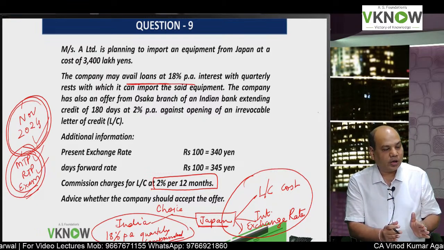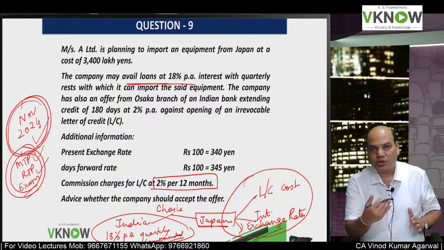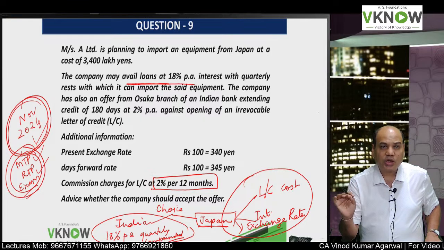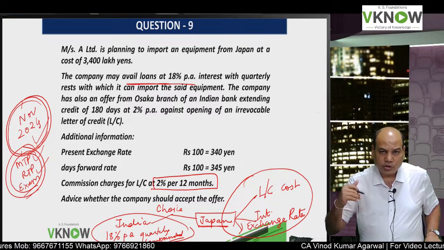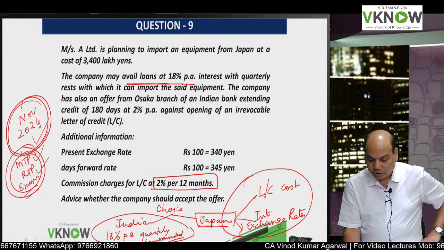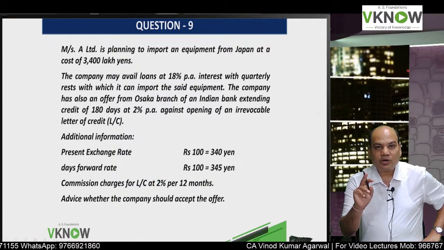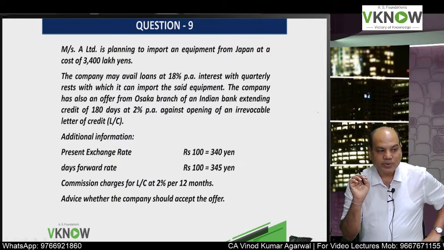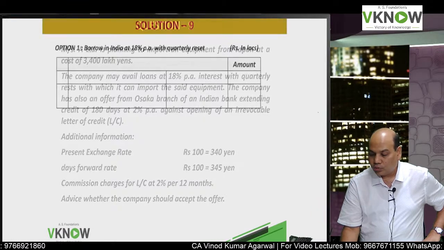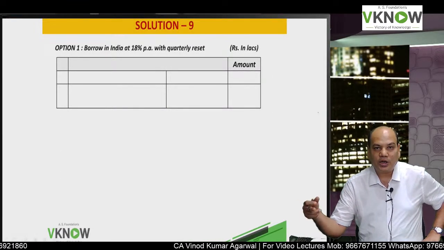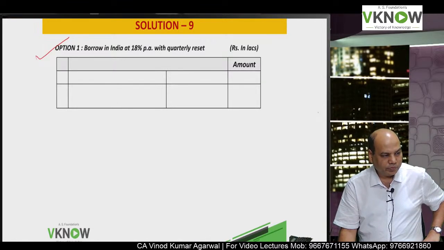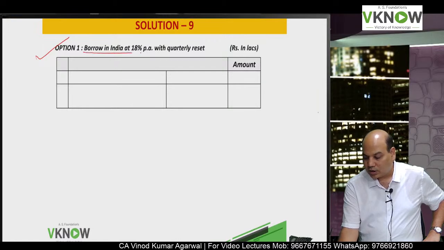If I borrow in India and my cash outflow in rupee is lower, I will go with Indian borrowing. If I borrow in Japan and my cash outflow in rupee is lower, I will go with yen borrowing. So don't be patriotic. You are a businessman. Select the option which will result in lower cash outflow in rupee after 6 months. So first you write down option 1. The same question we had covered in the class also.